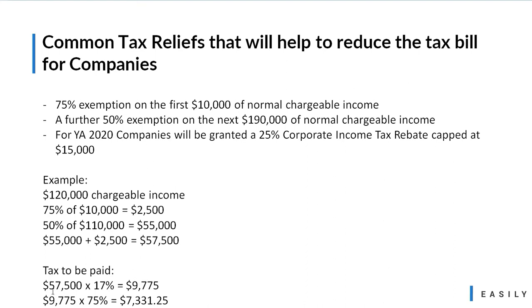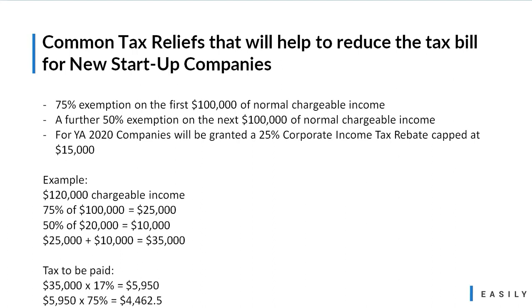So the tax to be paid is 17% of 57,500, which is $9,775. But for year of assessment 2020, there's a 25% corporate income tax rebate capped at 15,000. So if the tax that you have to pay is $9,775, you multiply by 75%, then the company will have to pay $7,331.25.